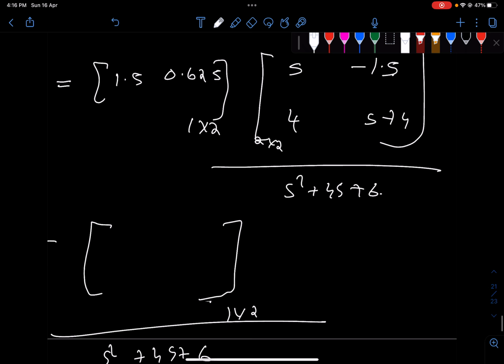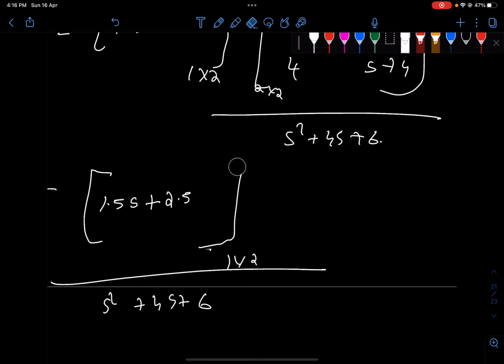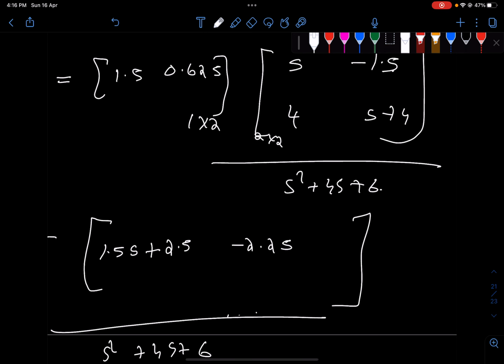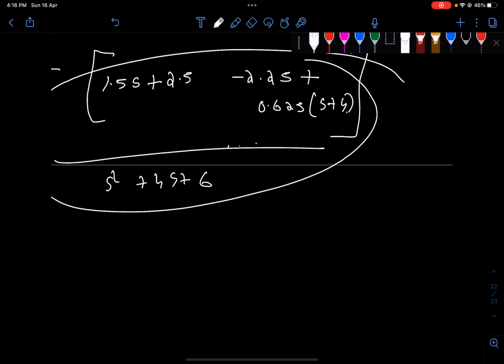And what is the multiplication? That is 1.5s plus 0.625 multiplied by 4. That is what? 2.5. So 2.5. The next one is what? Minus 1.5 into 1.5. That is what? Minus 2.25 plus 0.625 into s plus 4. And this is what? Here it is C into (sI − A) whole inverse.